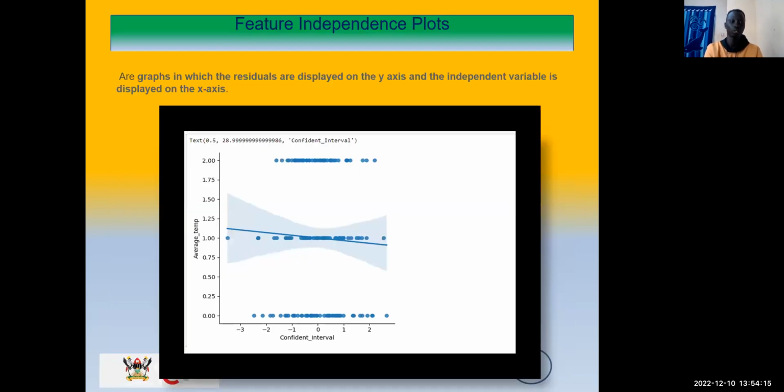Feature independence plots. This displays the y-axis having the dependent variables, then the x-axis with the independent variables. So when we do the plotting for the two variables, we are going to have breast temperature on the y-axis, then the confidence interval on the other axis.